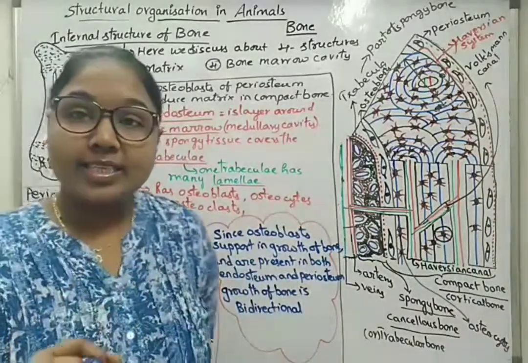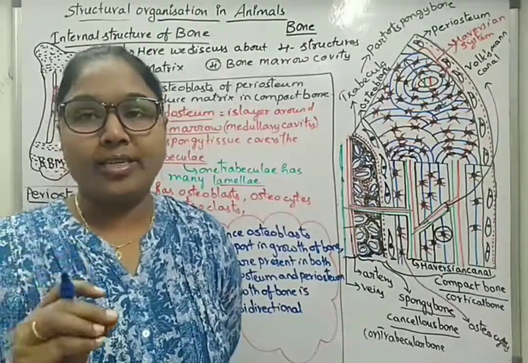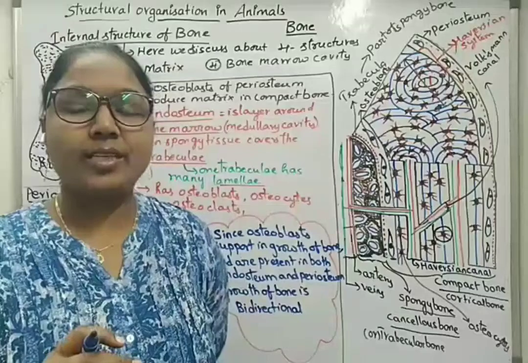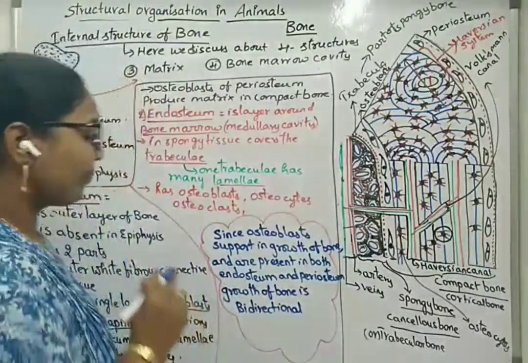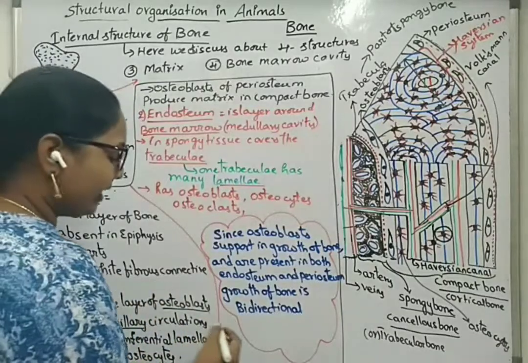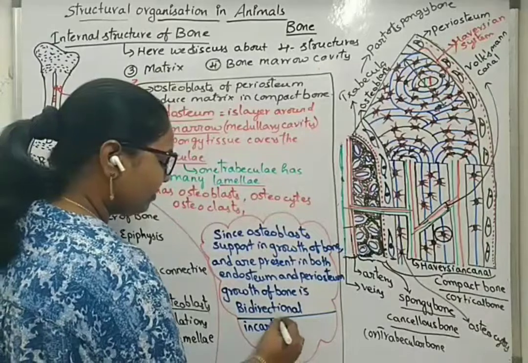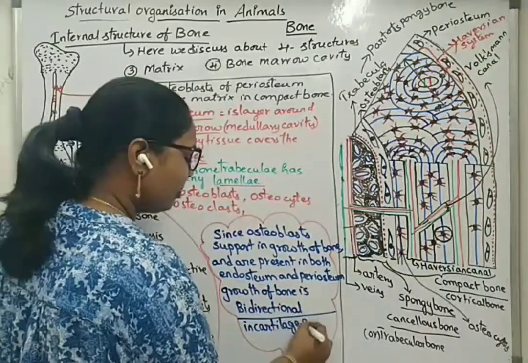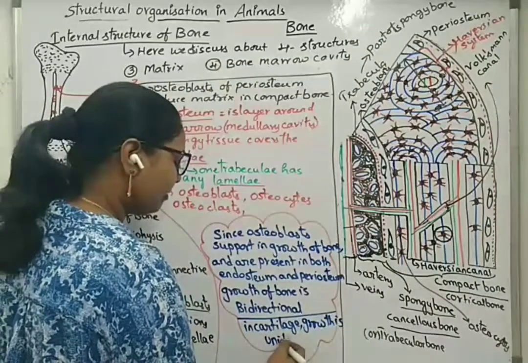But in case of cartilage, there is no endosteum or endochondrium. There is only perichondrium in case of cartilage. So, growth in case of cartilage is unidirectional. Growth in case of bone is bidirectional. In cartilage, growth is unidirectional.